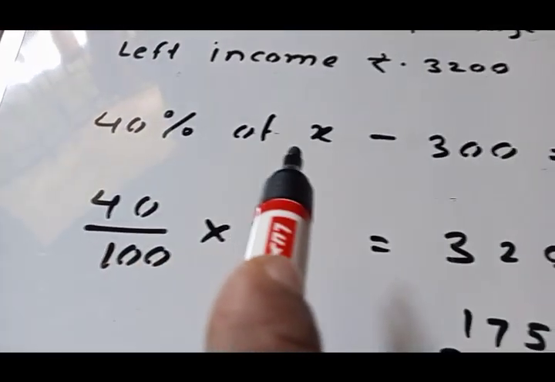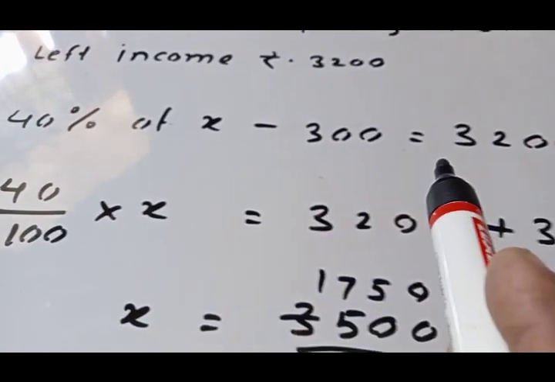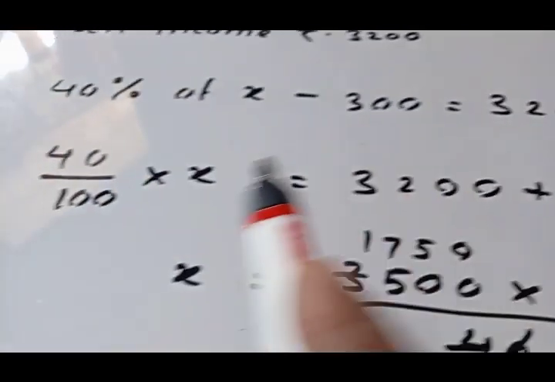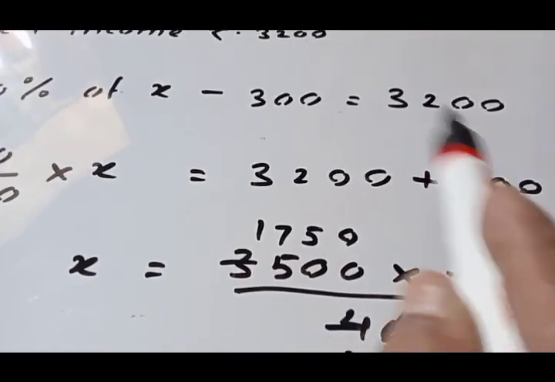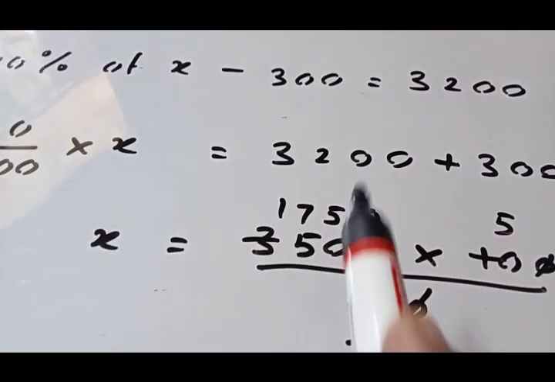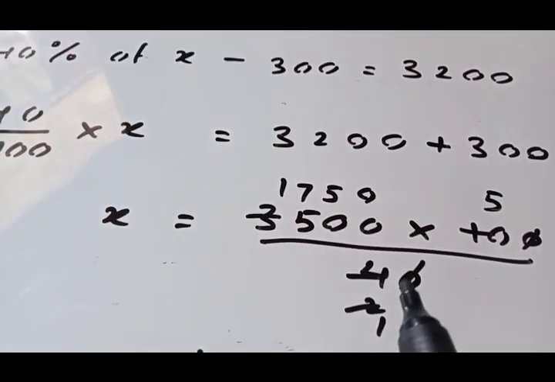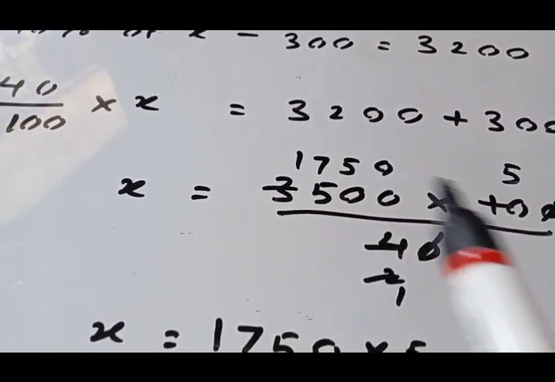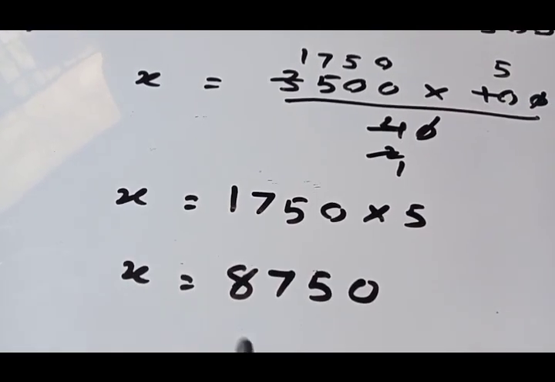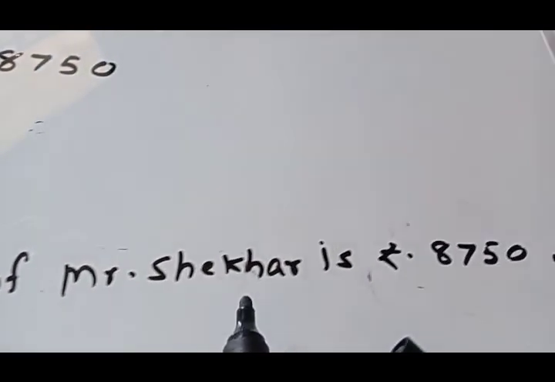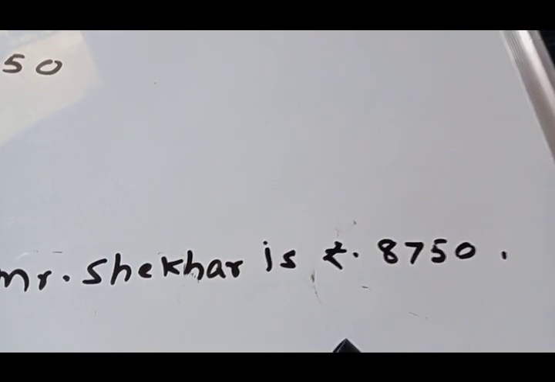Again, 40% of X minus 300 for the orphanage leaves the remaining amount 3,200. So 40 upon 100 into X equals 3,200. This minus becomes plus, so 3,500 into 100 upon 40. Multiply and divide. So X equals 1,750 into 5, so X equals 8,750. The income of Mr. Shekhar is rupees 8,750.